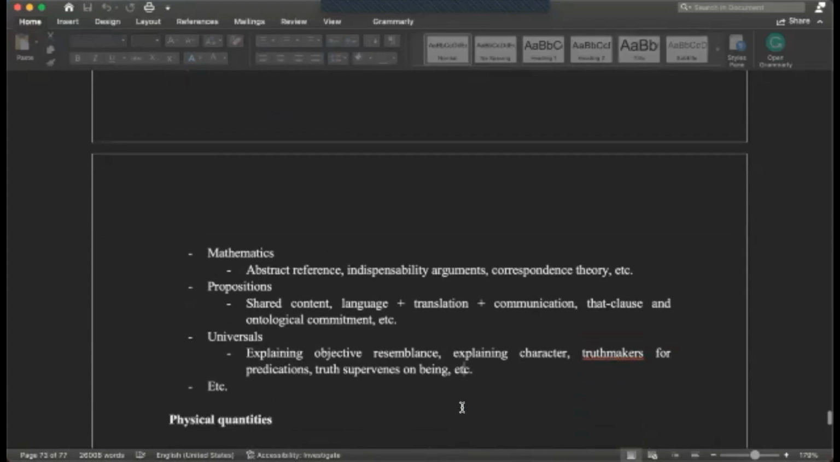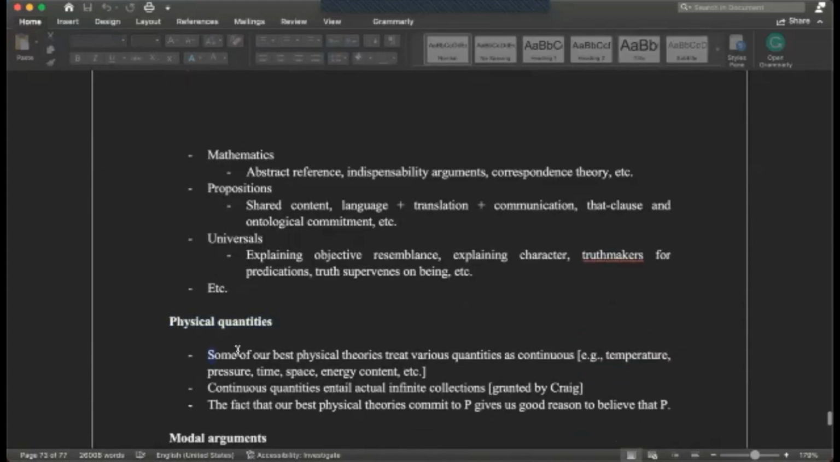We have arguments from physical quantities. So some of our best physical theories treat various quantities as continuous. For example, temperature, pressure, time, space, energy content, and so on. Continuous quantities, in turn, entail actually infinite collections, as granted by Craig and others. And moreover, you might add quite plausibly that the fact that our best physical theories commit to P gives us good reason to believe that P. All these together give us good reason to think not only that actual infinite collections are possible, but indeed actual.